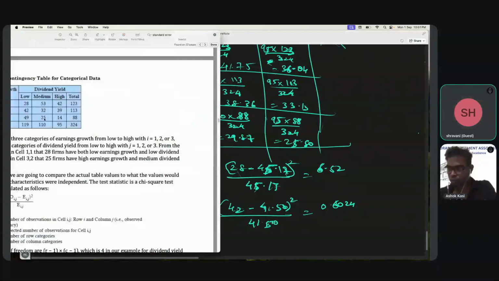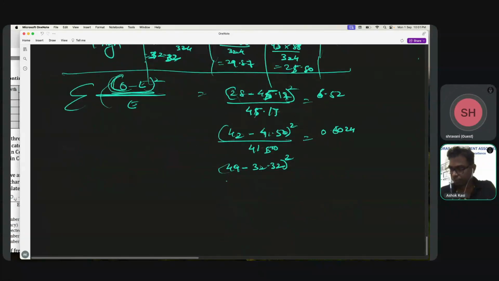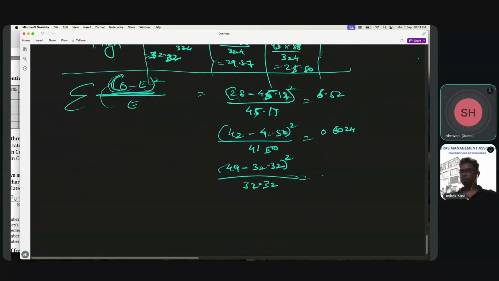The next one is 49. 49 minus 32.32, squared, divided by 32.32 gives 8.60.